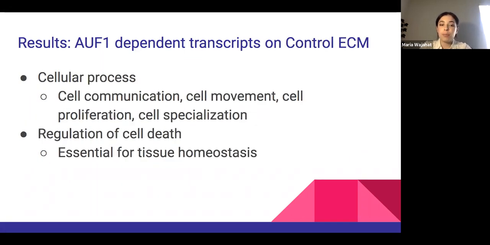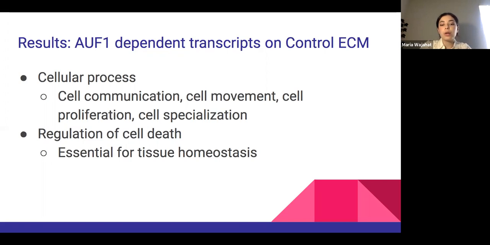So on the control matrix, there were two main processes that we found. The first was the cellular process. This is quite a broad term, but it refers to cell communication, cell movement, cell proliferation, as well as cell specialization. And this is sort of what the AUF1 dependent transcripts do on a healthy lung.